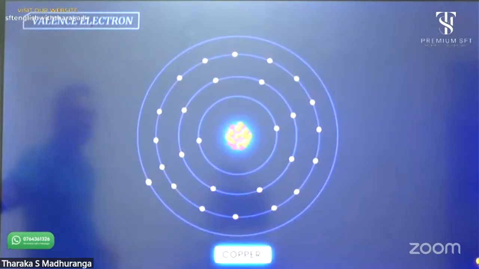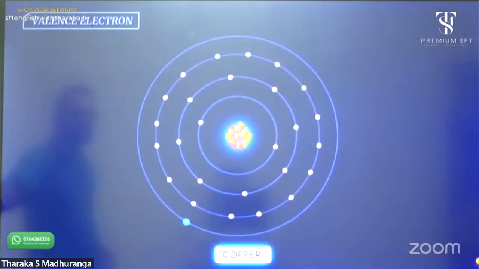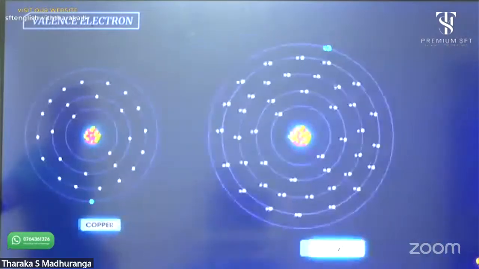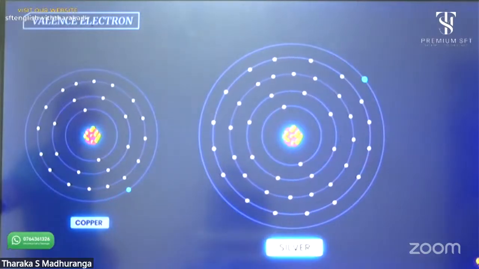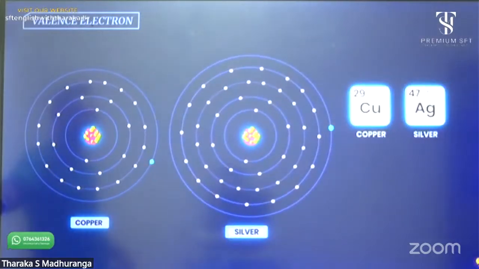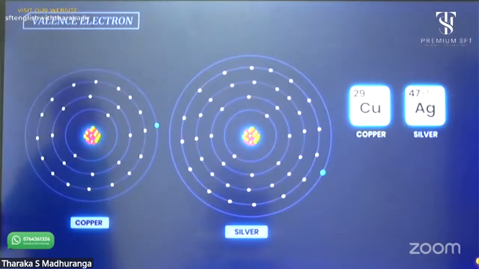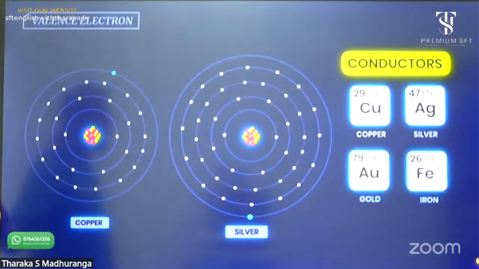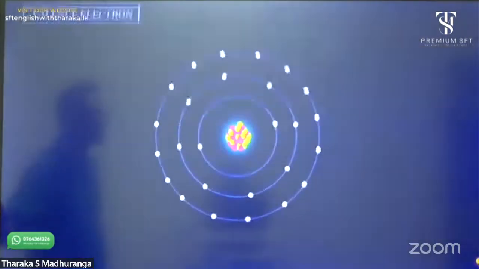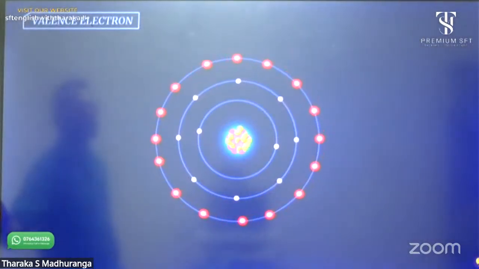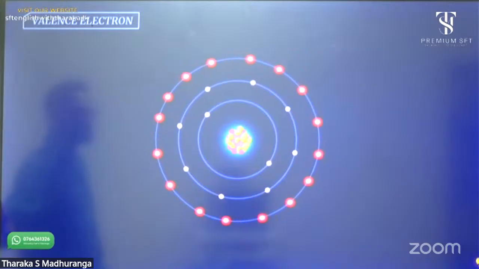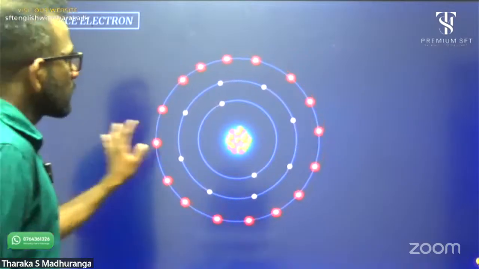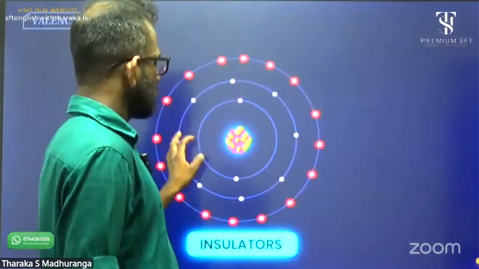If we look at the copper atom, it has one valence electron. And if we look at the silver atom, it also has one valence electron. So from these atoms, we can easily remove electrons with enough force. These materials are called conductors. Most of the metals are conductors, but some materials hold their electrons very tightly, and they don't share their electrons with nearby atoms. Those are called insulators.